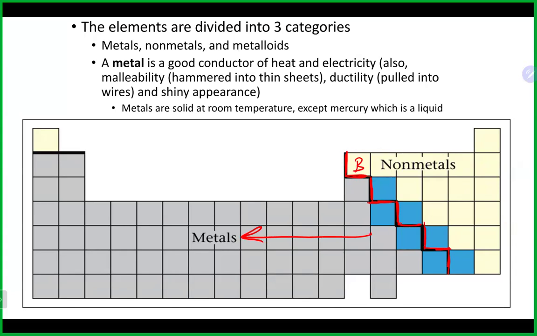And metals are good conductors of heat and electricity. They can be hammered into thin sheets. They could be pulled into wires. They typically have a very shiny appearance. For the most part, all metals are solids at room temperature. The one exception is Hg, number 80. It is mercury, which is a liquid at room temperature. All other ones are pretty much solids at room temperature.